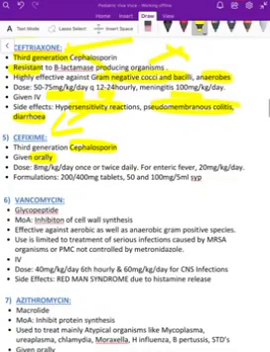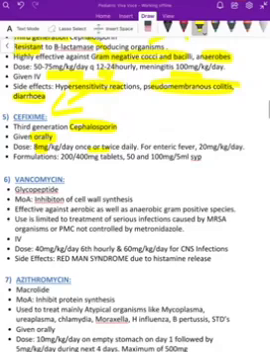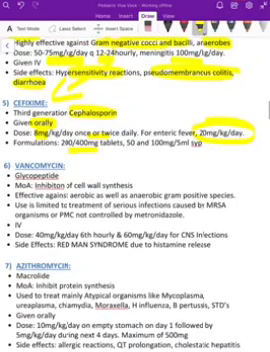Mechanism of action and everything else is similar to ceftriaxone, because this is also a third generation cephalosporin. Dosage is 8 mg per kg per day once, or usually given twice daily. If we are using it for enteric fever, then a higher dose has to be given, that is 20 mg per kg per day. How is it available? 200 or 400 mg tablets, or 50 and 100 mg per 5 ml syrup as well.